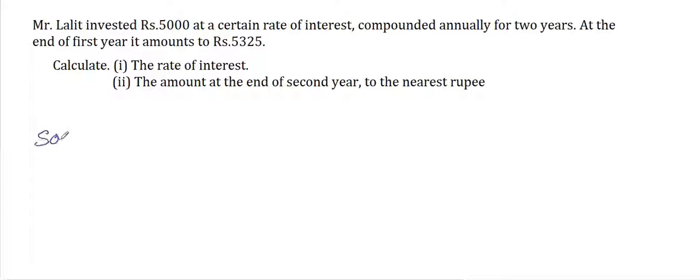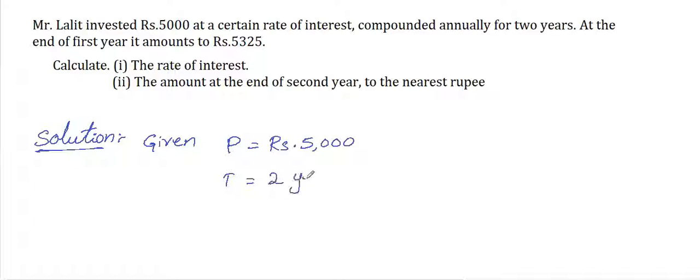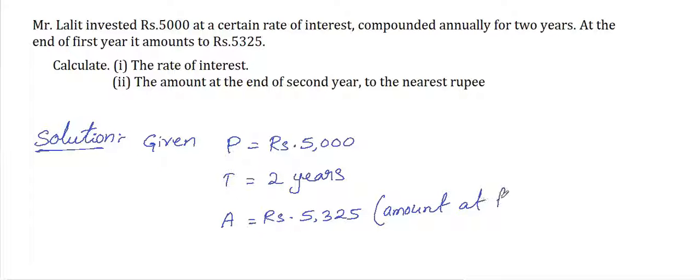Let's solve the question which I have written on the whiteboard. Given Mr. Lalit invested rupees 5000, which means the principal amount is 5000, and it is compounded annually for 2 years. So time is 2 years. At the end of the first year, the amount is 5,325. We need to find the rate of interest as well as the amount at the end of the second year.